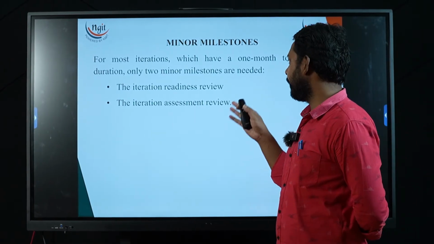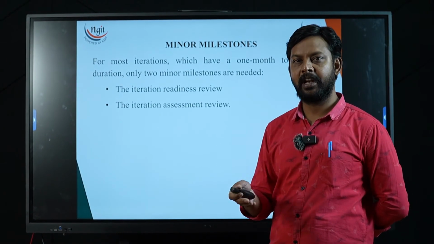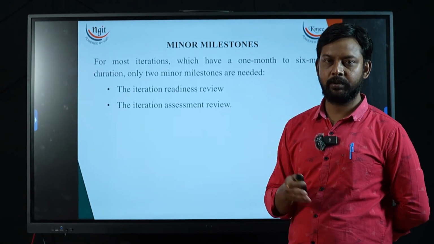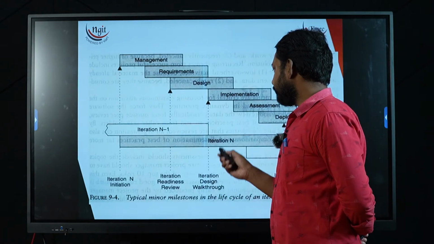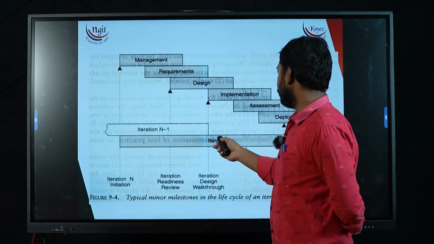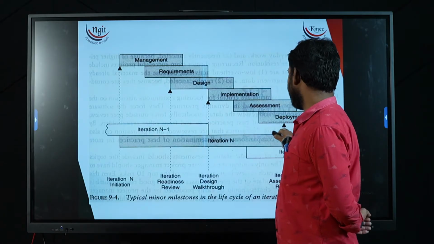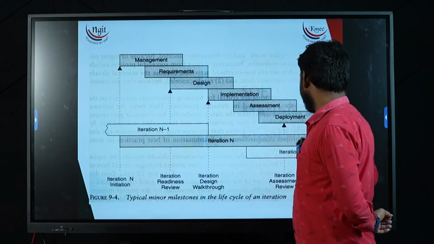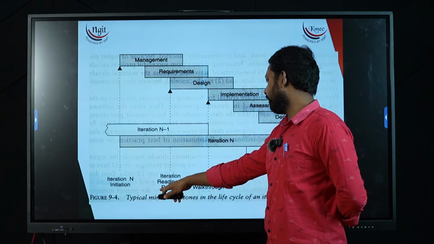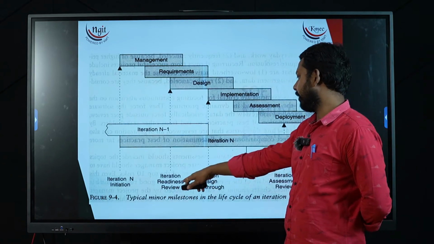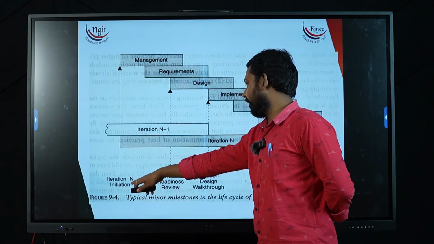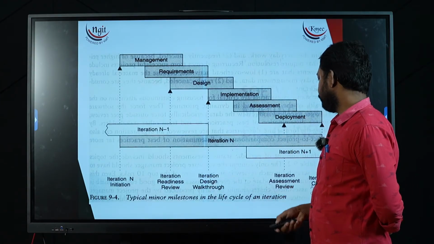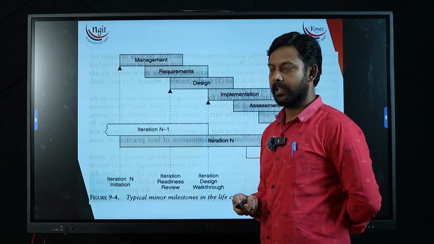So these are the different milestones which can be held once in every 2 months, or throughout the period of your milestone you can conduct 2 different reviews here, right? For each and every iteration, under iteration N, the first iteration and second iteration assessments are taken. First is your iteration readiness, and second is your iteration assessment part. This way you are going to perform your minor milestone activities.